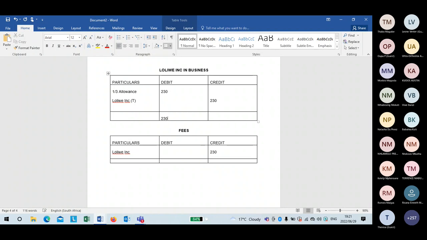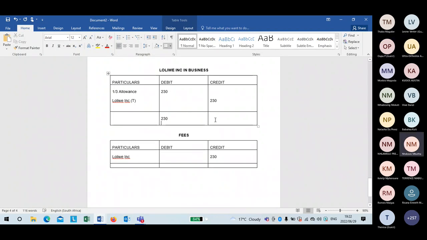You can actually even close it like this. Please scroll up, sir, we can't see. Please scroll down. Thank you. So this way we have begun the process of transferring.